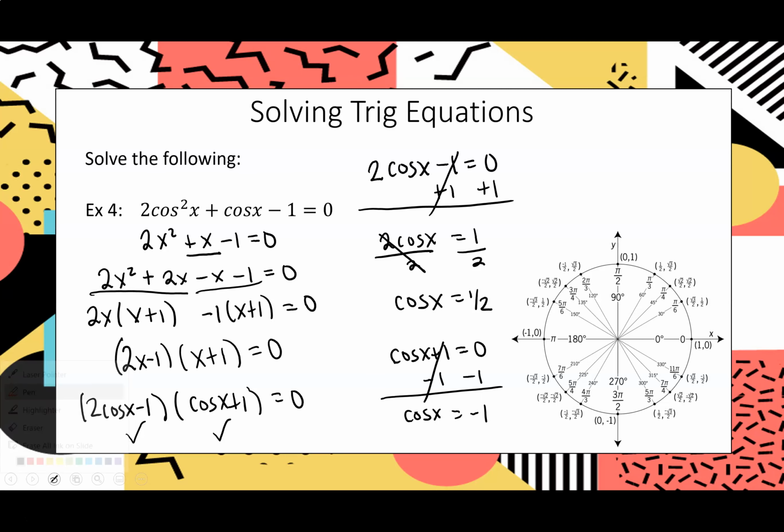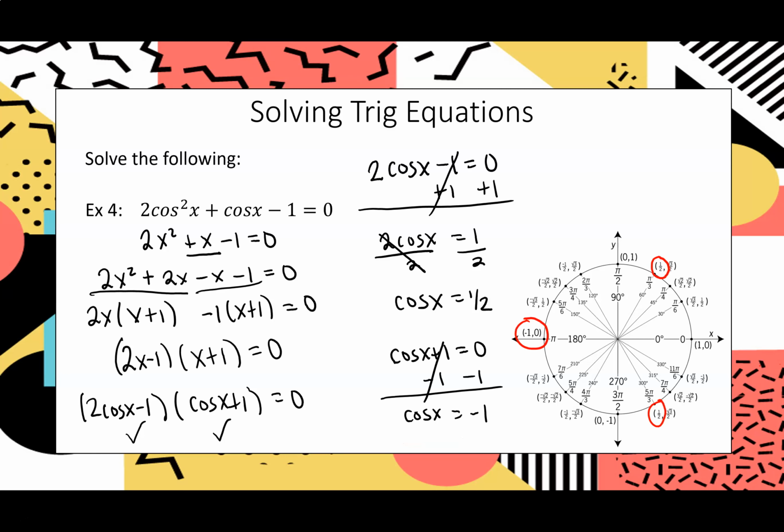All right, now we need to identify the places in our unit circle where we get cosine of x is 1/2. Now cosine is the first coordinate, so I need to look for 1/2 in the first coordinate. I see 1/2 here, and I see 1/2 here. Now I've got to deal with this one. I've got to find when the first coordinate is negative 1. And I see that happens right here.